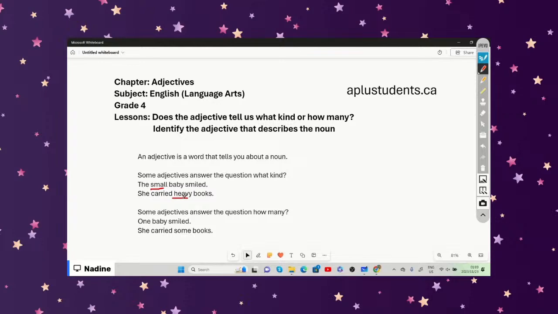So basically, we are describing the noun. We describe the baby as being a small baby, and we describe the books as heavy books. So it's like asking yourself, what kind of baby? We say small baby. And what kind of books? We say heavy books. And that is basically adjectives that answer the question, what kind?